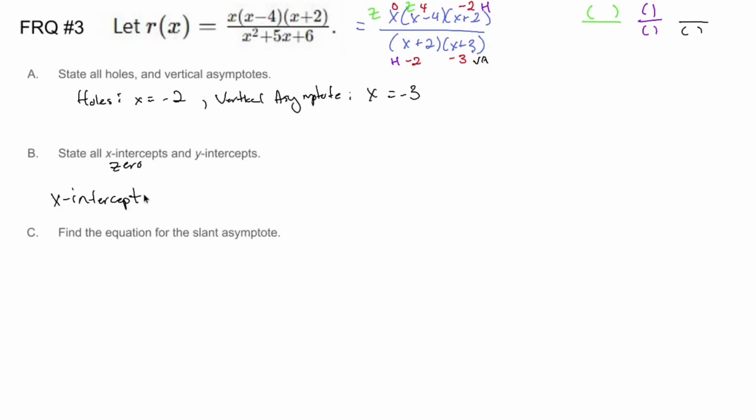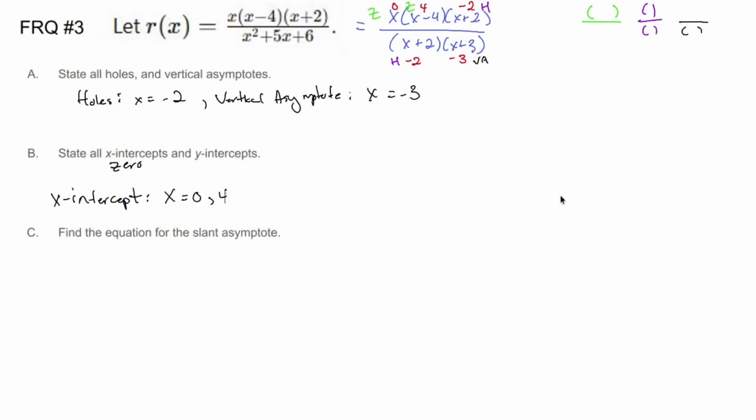X-intercept is going to exist at 0 and 4. So x equals 0 and x equals 4. Now, how do I figure out the y-intercept? Well, the y-intercept is found by taking the constant upstairs, so let's say it's 5, and the constant downstairs, and let's say it's 3, and just simplifying that. Well, here's an issue with this.